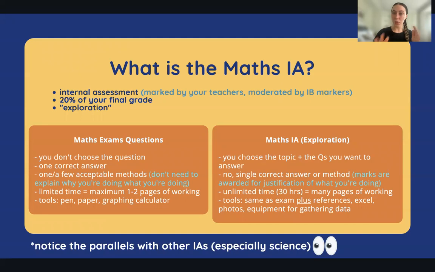The other big difference between the Maths IA and maths exams is that in maths exams, there's one correct answer, and there's only one or a few acceptable methods to get to that answer. If you look at the marking criteria for a maths exam, you'll see that there are a few marks allotted for specific points in your working that they're looking to see, and then 1 mark at the end for attaining the correct answer. Because of this setup, you don't have to justify anything that you're doing within the exam.